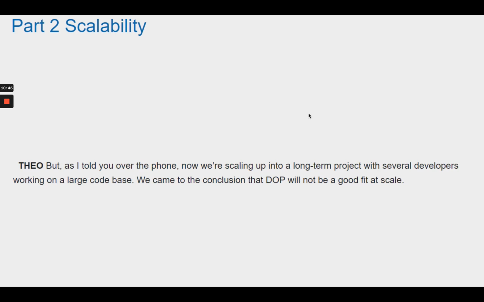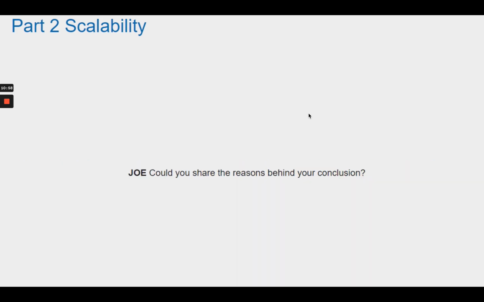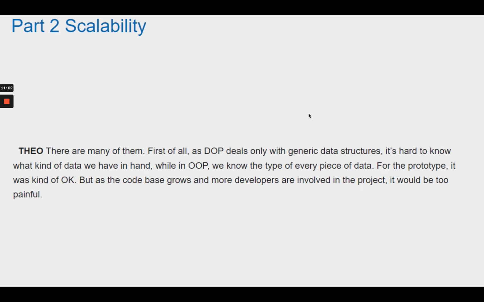Joe: But, as I told you over the phone, now we're scaling up into a long-term project with several developers working on a large code base. We came to the conclusion that DOP will not be a good fit at scale. Theo: Could you share the reasons behind your conclusion? Joe: There are many of them. First of all, as DOP deals only with generic data structures, it's hard to know what kind of data we have in hand, while in OOP, we know the type of every piece of data.